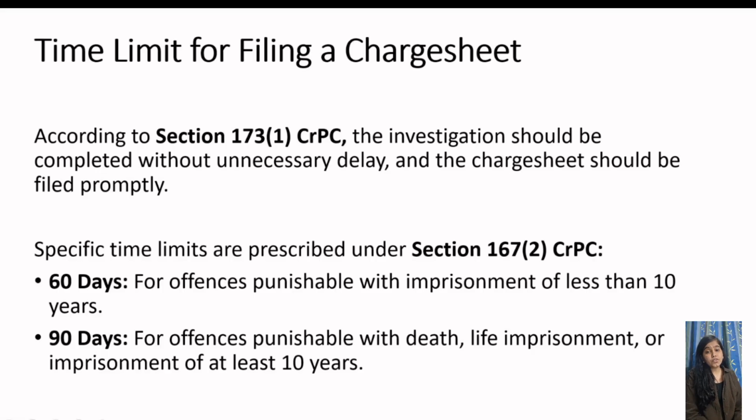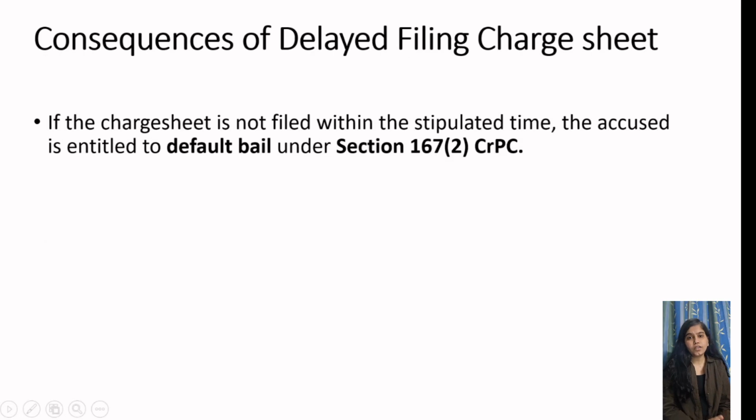Now we will discuss the time limit of the charge sheet. For offences which are punishable by less than 10 years, it should be filed within 60 days. And for serious offences like imprisonment for life or death penalty, it must be filed within 90 days. Now, what are the consequences of delay? If the police officer fails to file the charge sheet on time, then the accused can claim default bail. This ensures that justice moves forward without unnecessary delays.